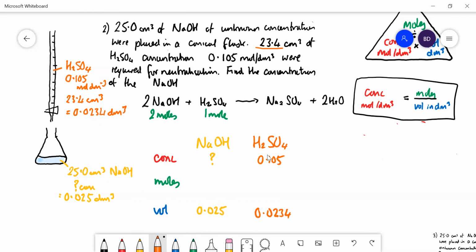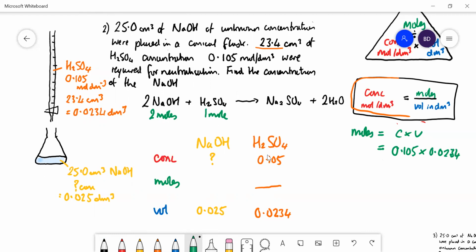Right, so that means we can work out the moles of the sulfuric acid using this equation here. So we're going to rearrange: moles of the sulfuric acid is equal to concentration times volume. That's 0.105 multiplied by 0.0234. That again is going to give us a number in standard form. We put it in a calculator.